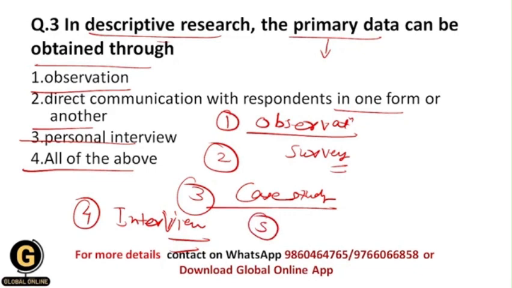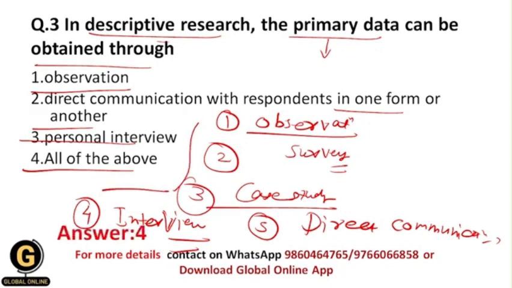Okay, now the fifth one is direct communication. So basically, students, direct communication is a speech that conveys clear messages or that clearly directs actions. So students, from these 5 data collection methods, we can understand the correct answer to this question should be 4, that is all of the above, because observation is a data collection method, direct communication is another data collection method, and personal interview is a third data collection method, and all of these we can use to collect the primary data in the descriptive research.